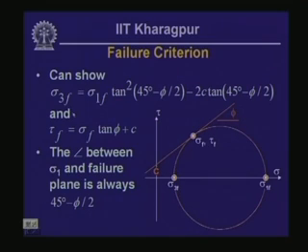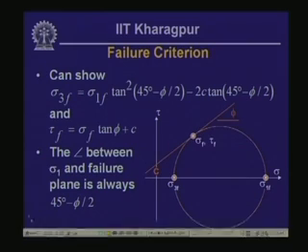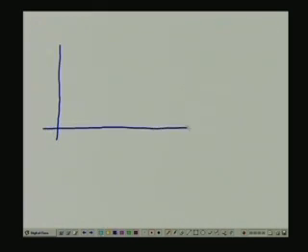Now let us try to prove the first expression, sigma 3f equal to sigma 1f tan square 45 degree minus phi by 2 minus 2c tan of 45 degree minus phi by 2. Okay. So for doing that, what we do is to check the geometry.